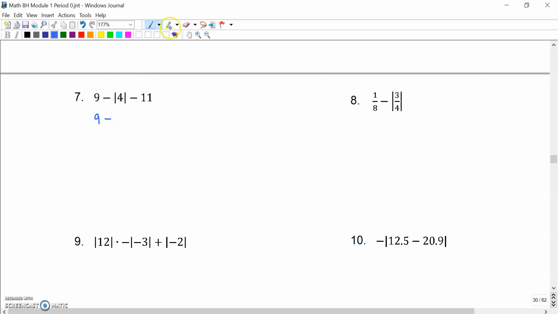So the first thing we're going to do is find the absolute value of 4, which is 4. And this minus sign is that minus sign. So we want to make sure we're carrying everything down. We're showing all of our steps. We're doing kind of like a strict PEMDAS approach. Then we have 9 minus 4 is 5, minus 11, which is negative 6.